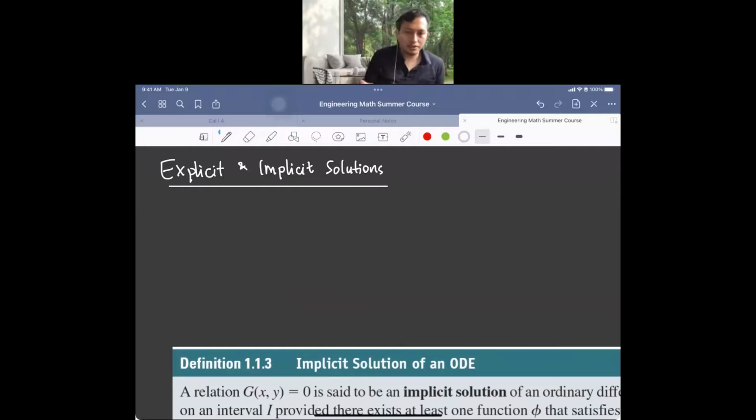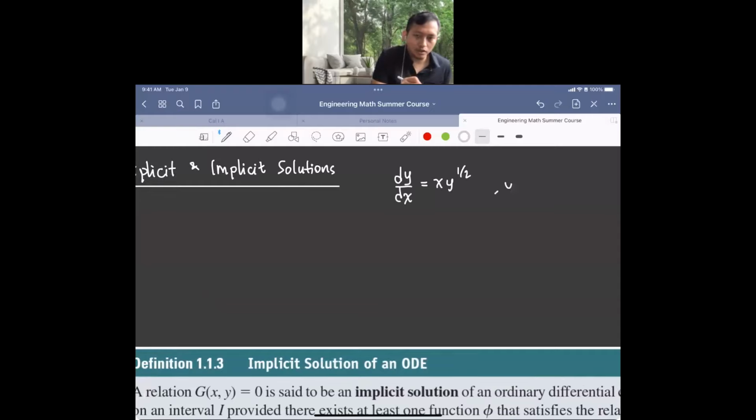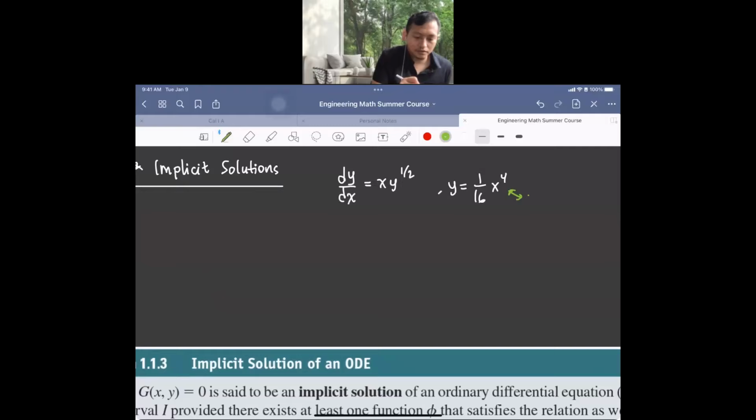Okay, an explicit solution is, I think, in our study in calculus, the solution where you get the numbers. For example, like the previous, we have the differential equation of, for example, x y to the power of half, right? And we say that y equals 1 over 16 x to the power of 4 is the solution of this. We call this the explicit solution.